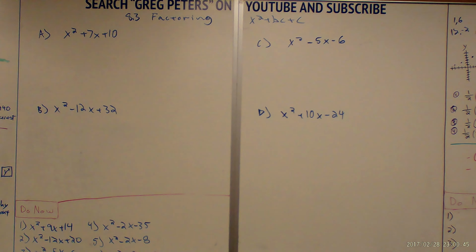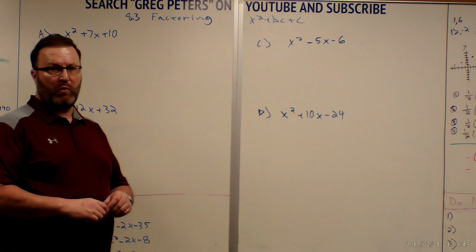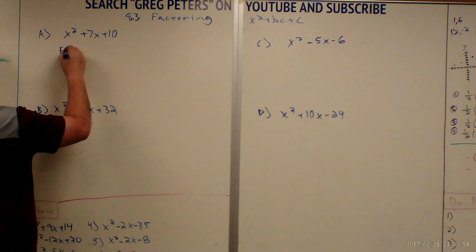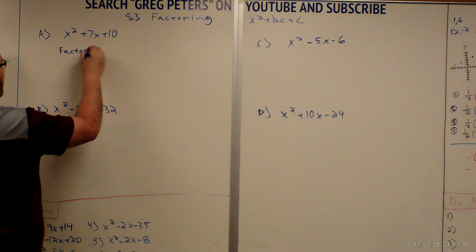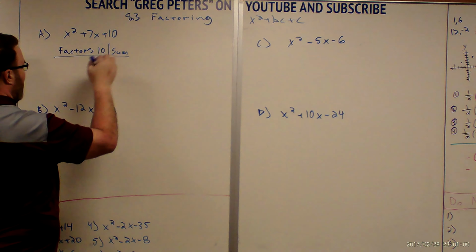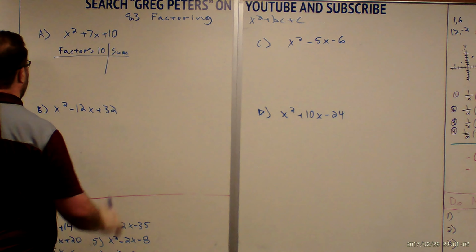Okay, this is us practicing problems. You're going to have the handout in the back. You want to go ahead and write these steps out. To start, we're going to write factors. And we're doing factors of 10, line, sum. Remember, this is multiplication, and this is sum.